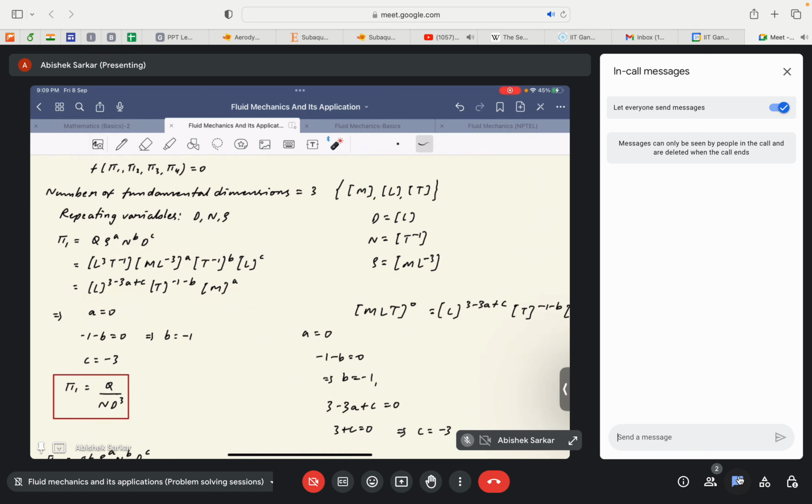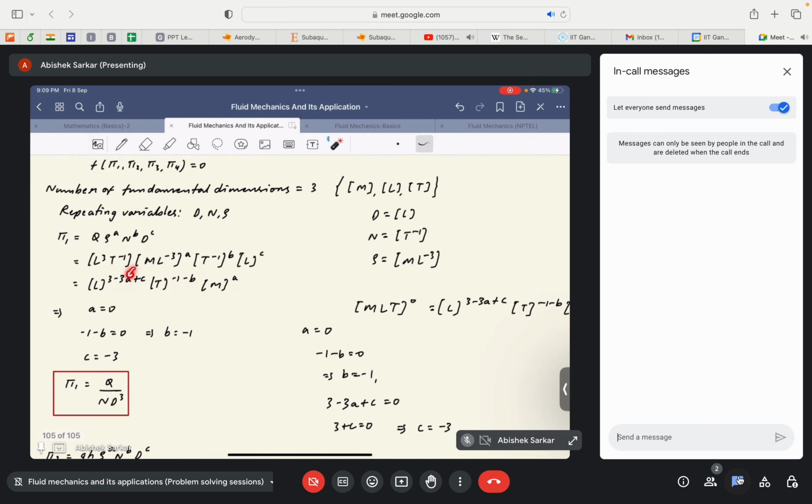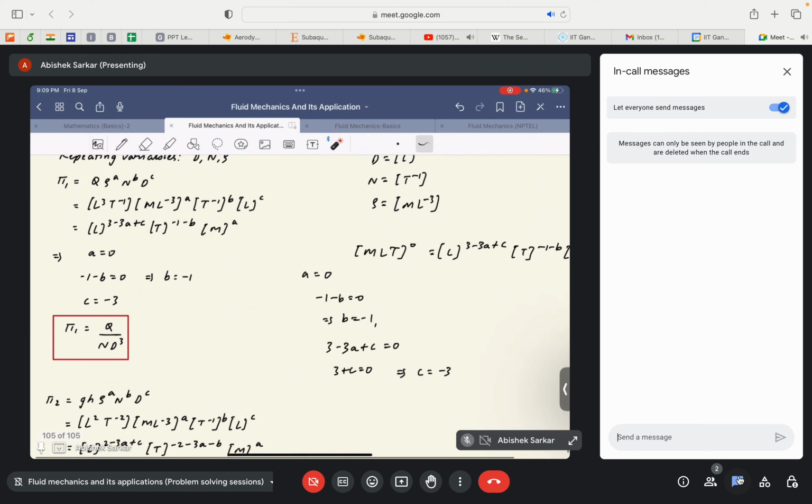From here we can say that b would be equal to minus 1. If we equate minus 1 minus b equal to 0, then we get b equal to minus 1. From that we substitute the value of a here to get c equal to minus 3. So the first non-dimensional number that we will be dealing with would be equal to Q by N D cube.